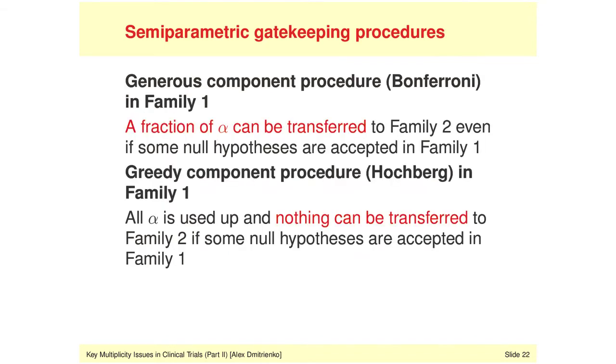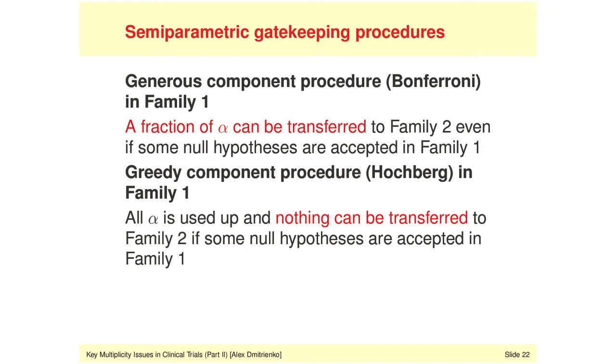To answer the question we asked, I'm going to compare the component procedures used in the nonparametric and semiparametric parallel gatekeeping procedures. Assume first that we have a generous component procedure, for example, Bonferroni, used in the primary family as on slide 20. In this case, we said that a fraction of the overall alpha can be transferred to the secondary family even if some null hypotheses are accepted in the primary family. The reason it is possible to transfer some alpha in this case is that the Bonferroni is a generous procedure. It is quite inefficient and it easily gives away some alpha.